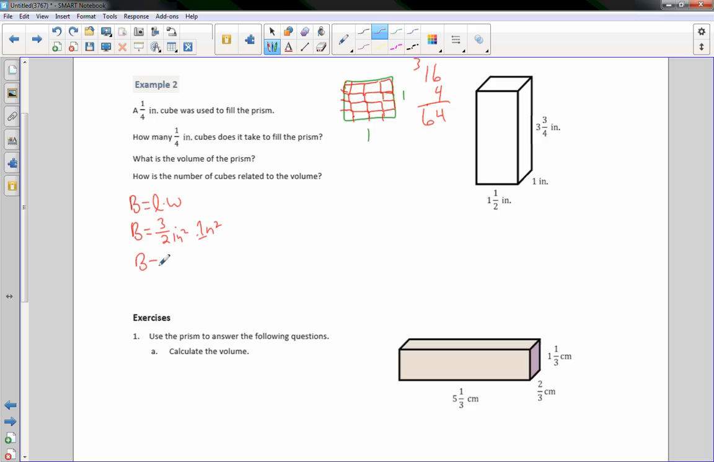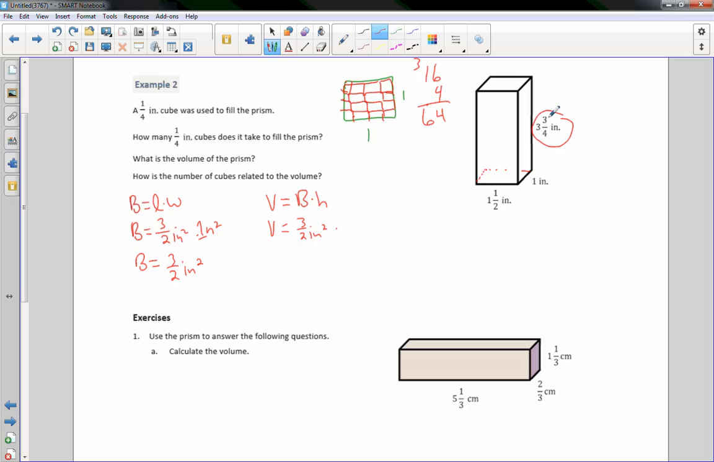So the base area equals 3/2 times 1 is 3/2 inches cubed. So, squared, I'm sorry, inches squared. So the area of the base, which would be here, is 3/2 inches squared. The volume equals the base area times the height. The volume equals 3/2 inches squared times the height, which is here.